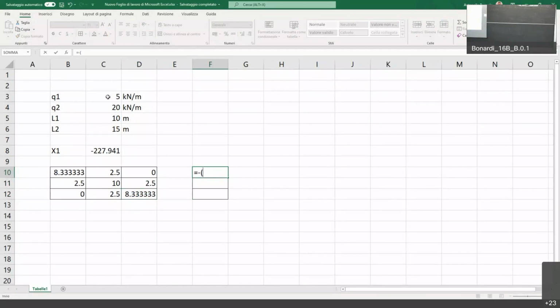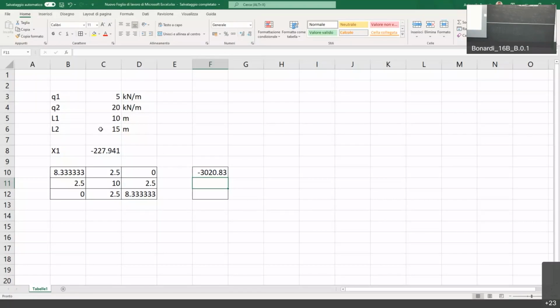Q1 times L1, this sign to indicate the exponent, 3, plus Q2 times L2 to the power of 3. So we know this was the denominator over 24. This is a huge number. Let's check if it is.